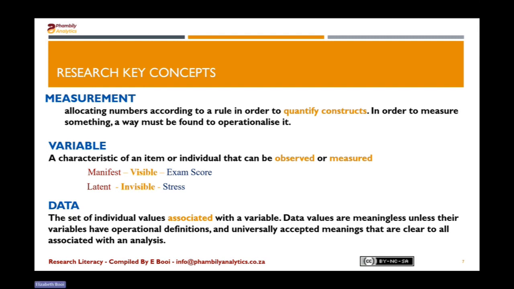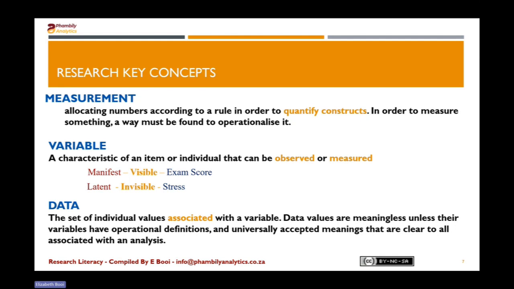Now we're talking about things like a construct, and I said it describes this level that you want to measure. And those things, sometimes we call them variables. And a variable is just a characteristic that describes an item. So for example, some characteristics are visible, some characteristics are not visible.